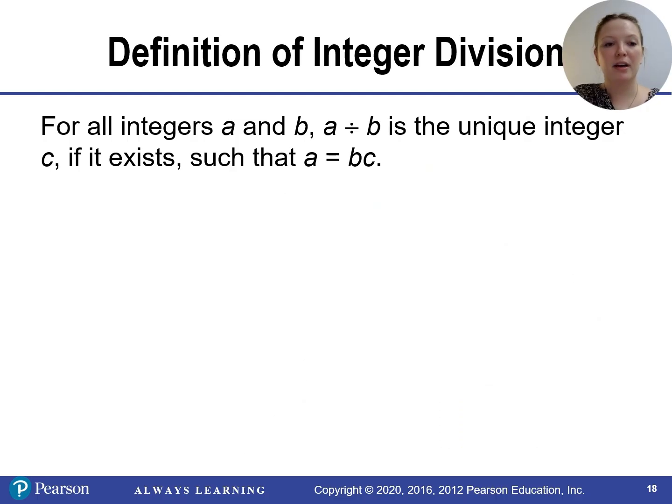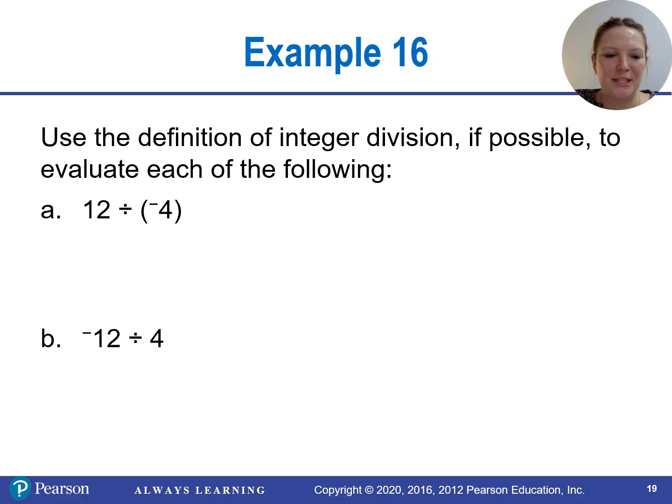So the way we define division with the integers is very similar to how we defined division with the whole numbers. A divided by B is the unique integer C, if it exists, such that A equals B times C. So let's look at a couple examples for this. Okay, so we want to use that definition of integer division to evaluate 12 divided by negative 4.